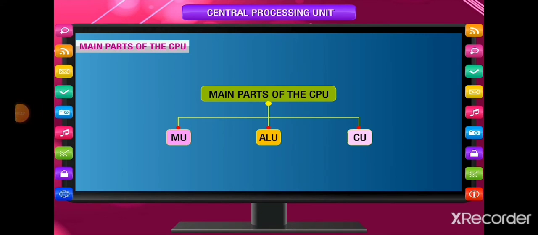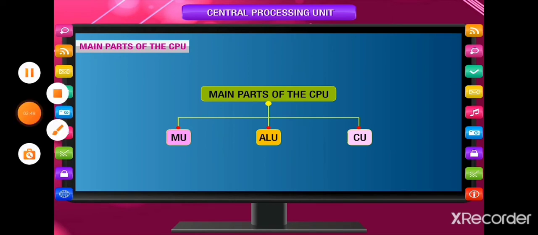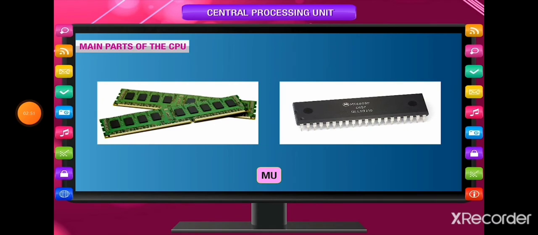CPU is made up of three main parts, and they are MU, which stands for memory unit, ALU, which stands for arithmetic and logic unit, and the last is CU, which is control unit. Memory unit: CPU stores all the data and instructions that need to be processed in the memory unit. The memory unit then passes this data and instructions to the ALU or CU.